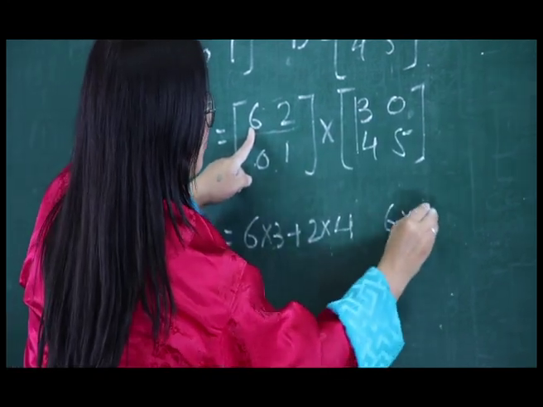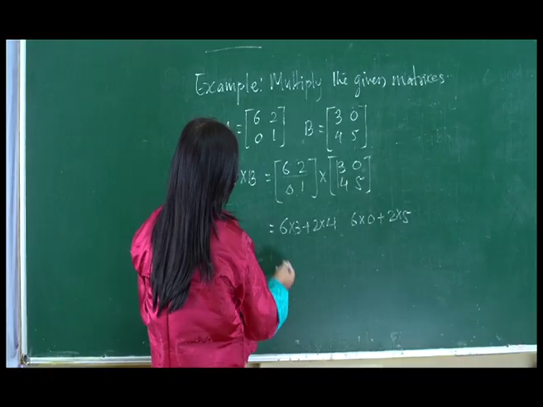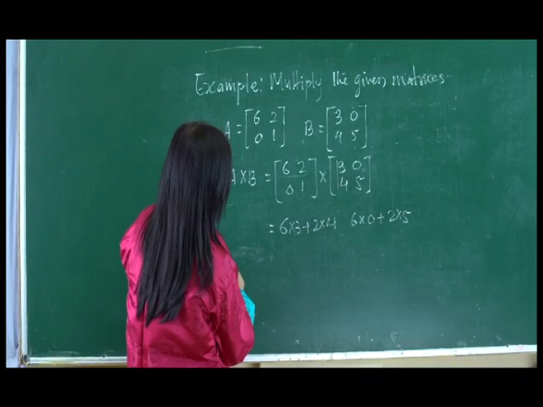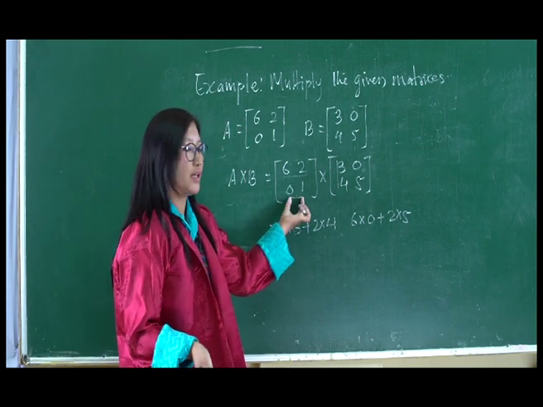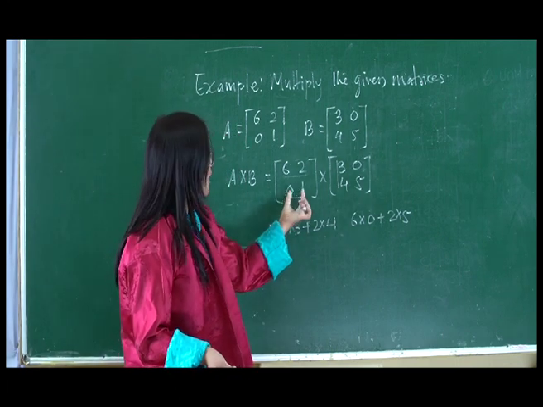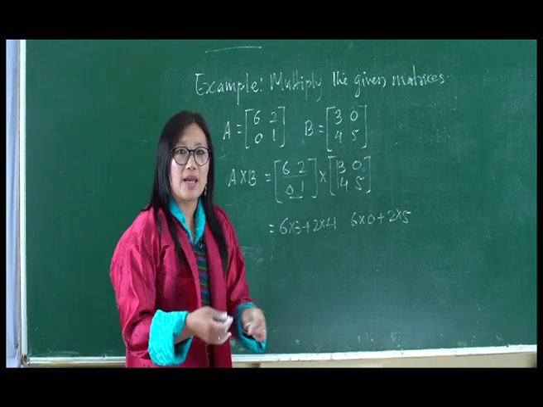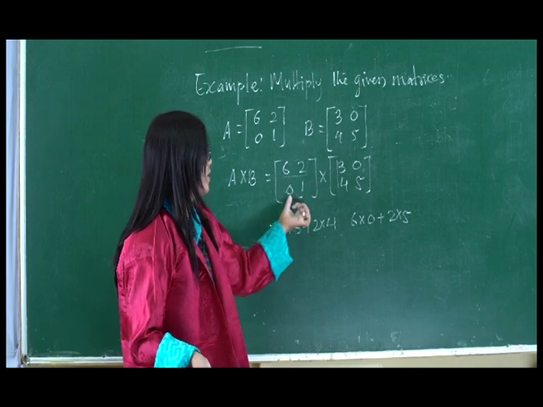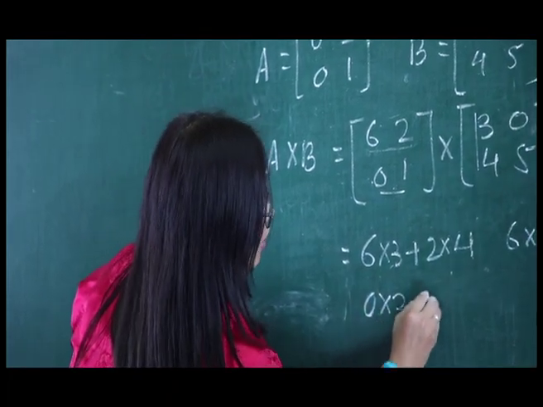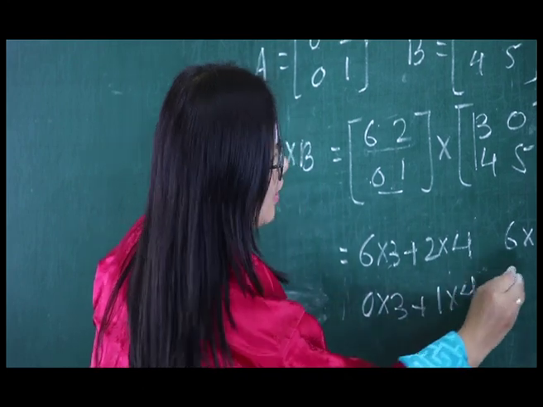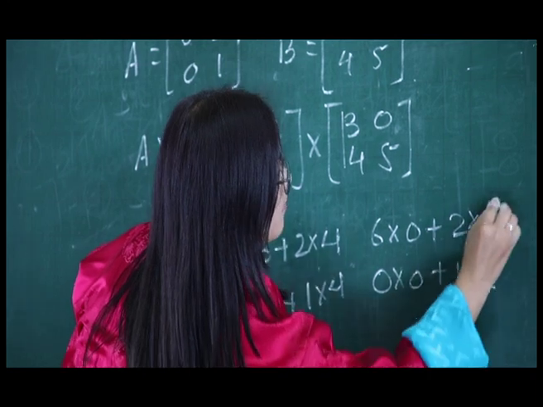6 times 0 plus 2 times 5. Now we are done with the first row. We'll move on to the second. What is interesting here is that to multiply the elements in the second row, the elements of the column will remain the same. You just have to change the element in the row. So it will be 0 times 3 plus 1 times 4, and 0 times 0 plus 1 times 5.